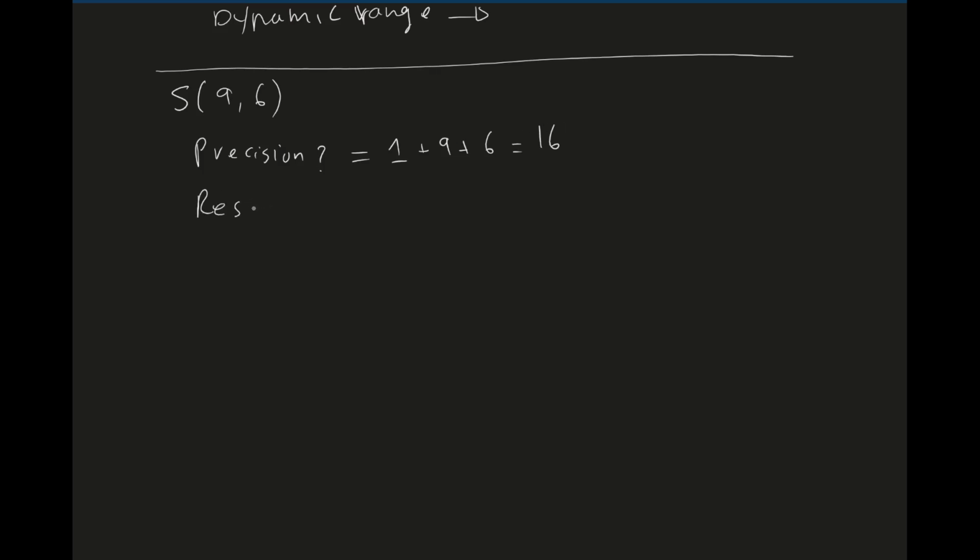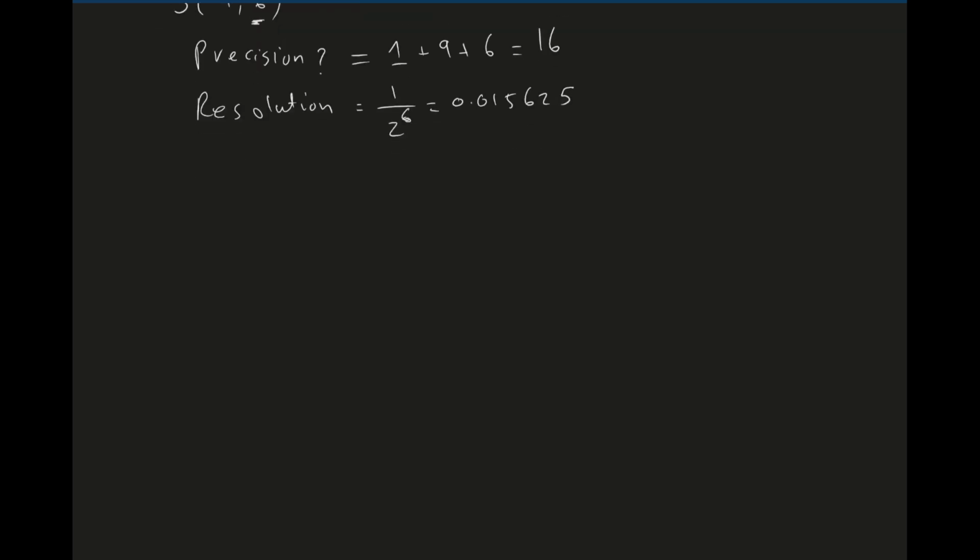The resolution is the smallest value I can represent. Well, what is the smallest value? Well, if you take a look here, I have 6 digits for the fraction. So the smallest value I can represent is 1 to the power of -6, or 1 over 2 to the power of 6, which is 0.015625, which is actually good, but again, depending on what the application is, this might not be good enough.